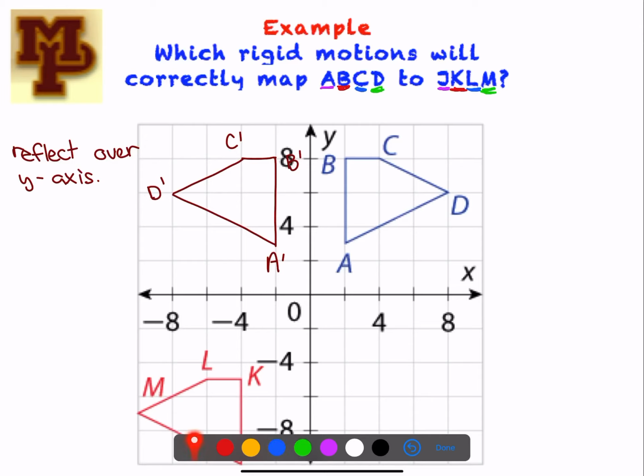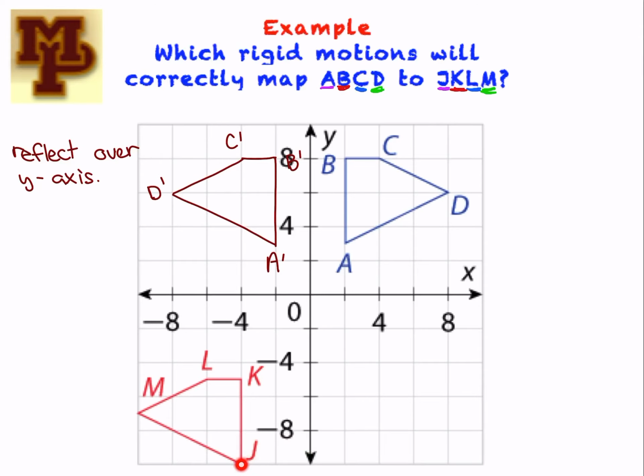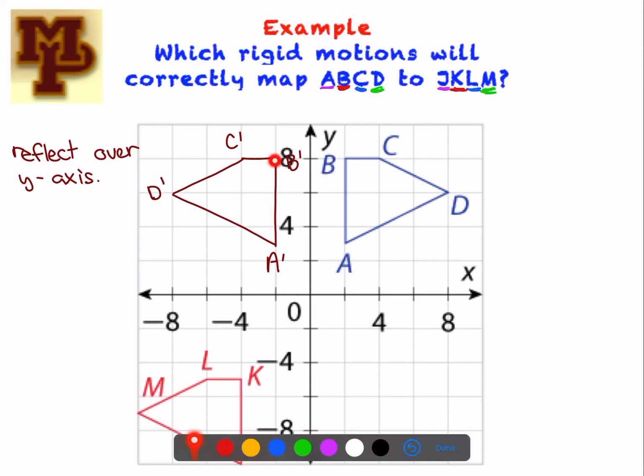So we need to make sure that we're keeping an eye out for this. A must go onto J. If they're both first, they both must go together. If they're both written second, they must also go together, and so on and so forth. But that is very important that we keep track of that. So now we can see A will go to J, B prime will go to K, C prime will go to L, and D prime will go to M.